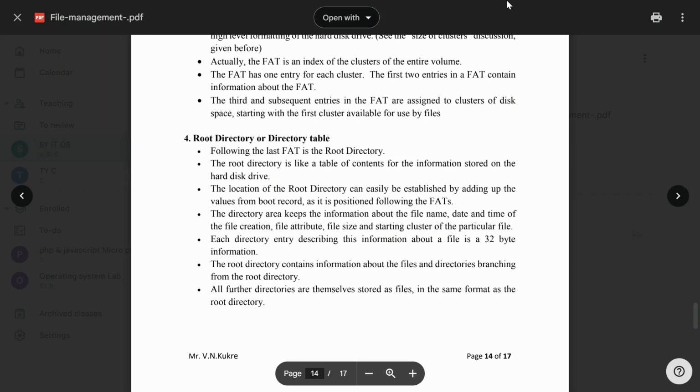The directory area keeps the information about the file date and time, file creation, file attributes, size, and starting cluster of the file. Each directory entry describing this information about a file is 32 bytes. The root directory contains the information about the files and directories branching from the root directory. All further directories are themselves stored as files in the same format as the root directory.